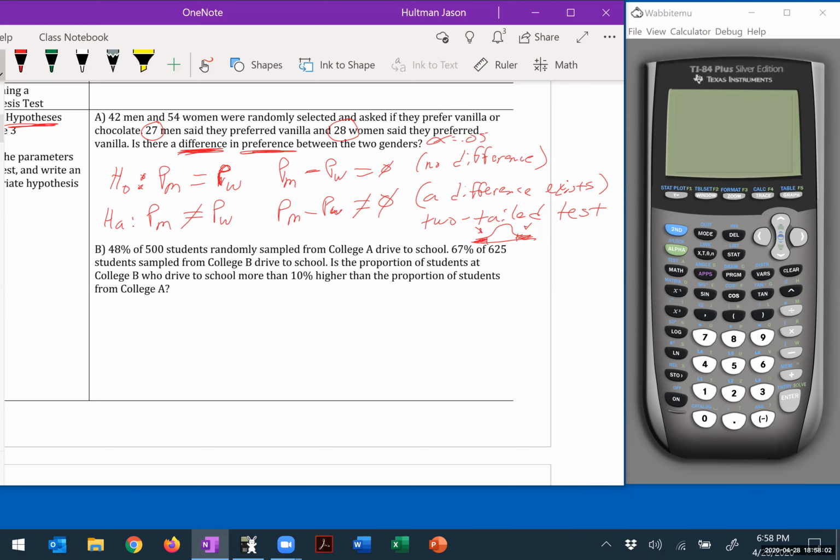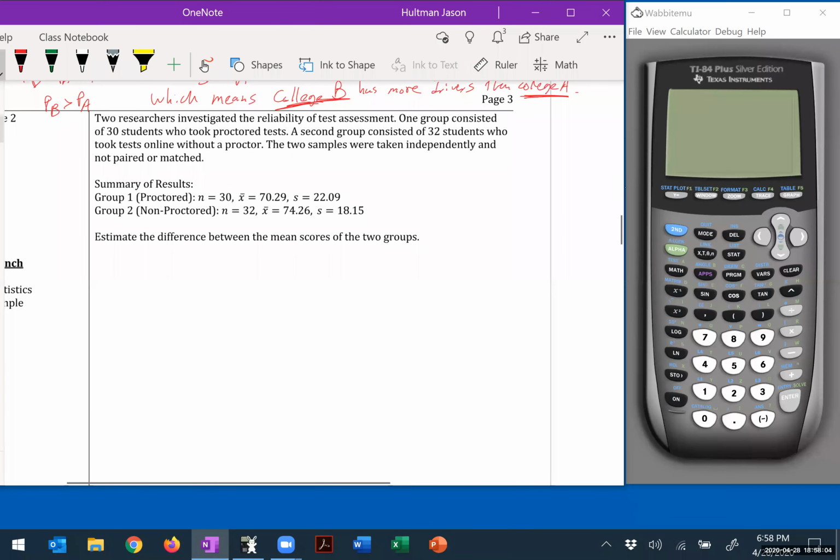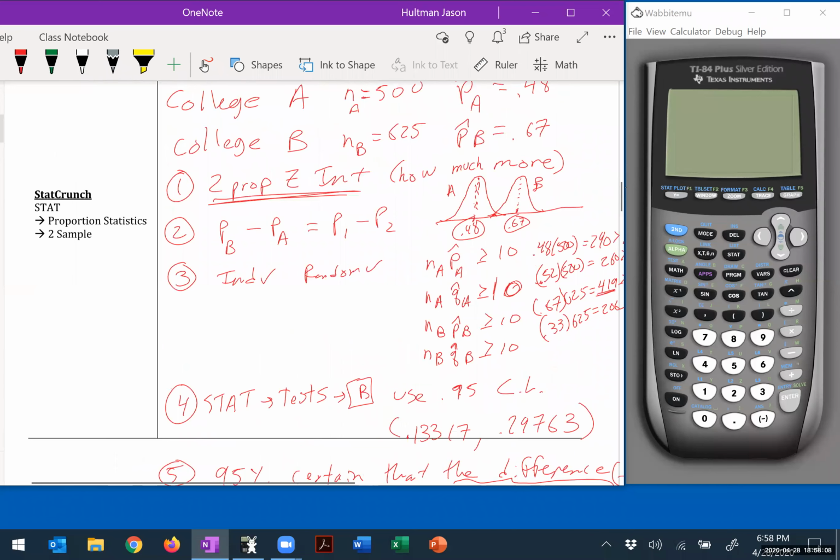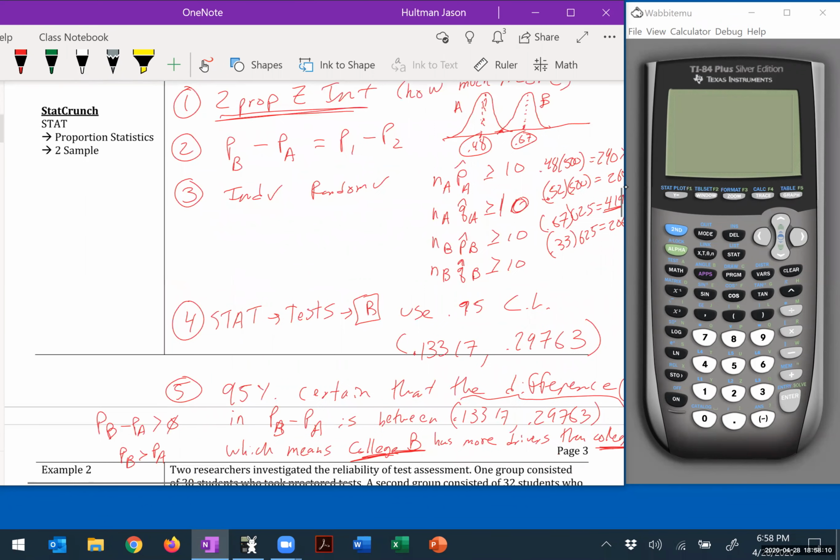Okay, real quick, let's go back to example 1. I said I was going to do this in StatCrunch. I didn't do that. Let's do number 4 now, in StatCrunch, which is actually right here. So let's try doing it in StatCrunch.